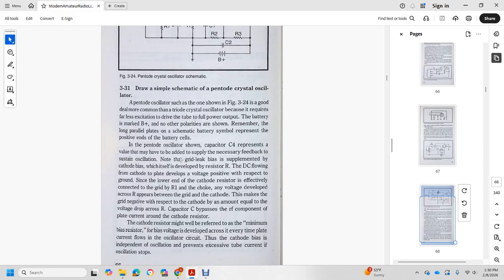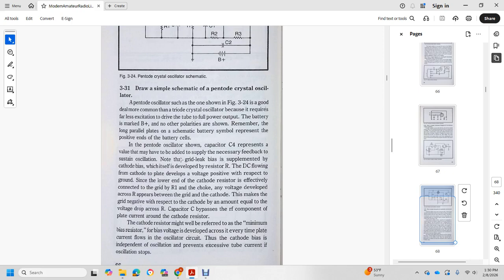In the pentode oscillator shown, capacitor 4 is of resonant value and supplies the necessary feedback for sustained oscillation. Note the grid leak supplemented with cathode bias. DC flow from the cathode to the plate develops a voltage across resistor R, positive with respect to ground.